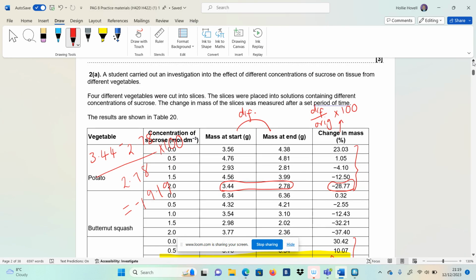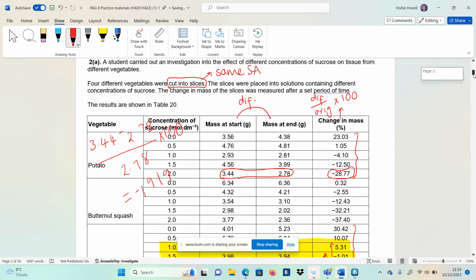Okay. So first of all, it says they cut them into slices. So first of all, there's our first kind of criticism. They need to have the same surface area, don't they? So when they cut the slices, they need to be the same diameter and they need to have the same thickness so that they have the same surface area, because surface area will affect the rate of osmosis.